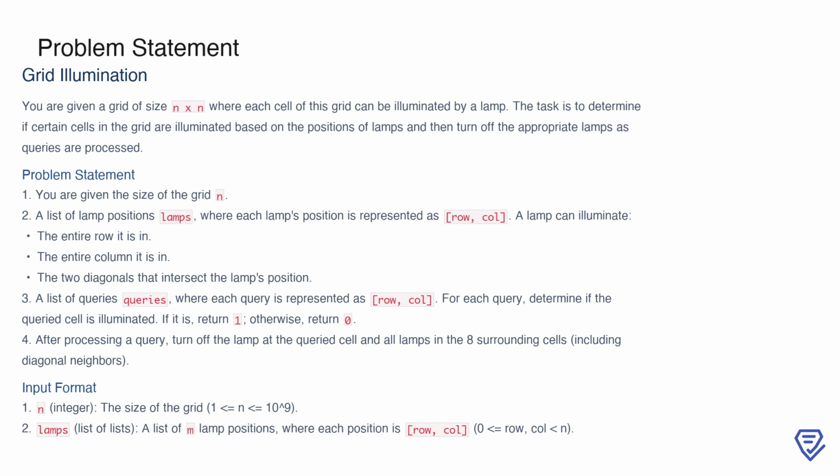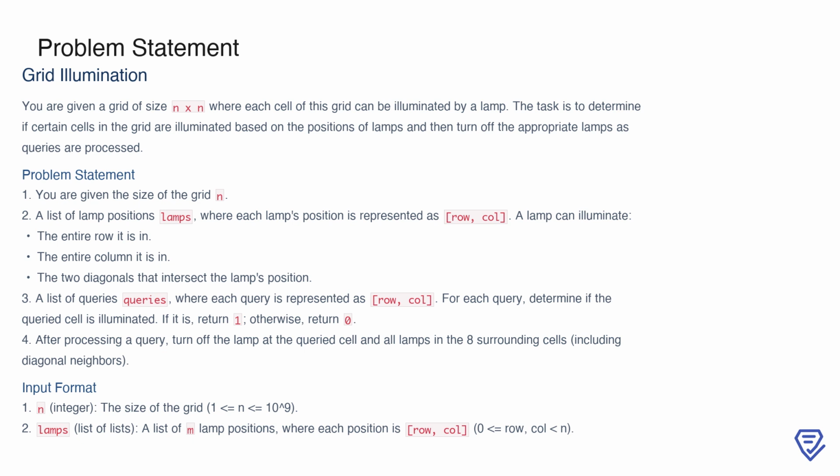In this problem, we are working with a grid of size n x n, where each cell can potentially be illuminated by a lamp. The goal is to determine whether specific cells in this grid are illuminated and to handle the turning off of lamps as we process queries. Each lamp placed on the grid illuminates the entire row and column it is in, as well as the two diagonals that intersect its position. This means that the light from a single lamp can affect multiple cells at once.